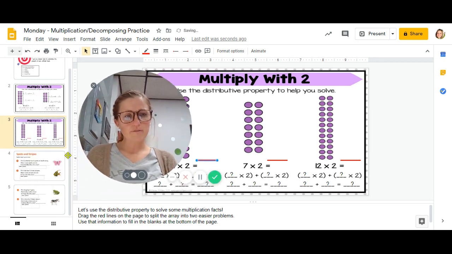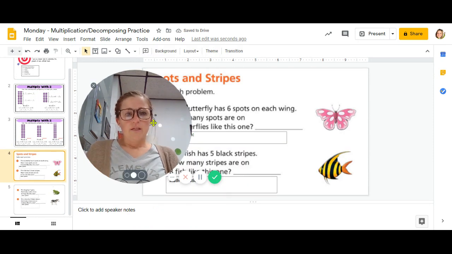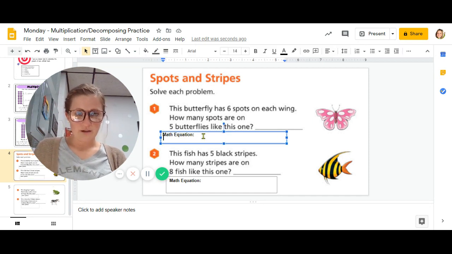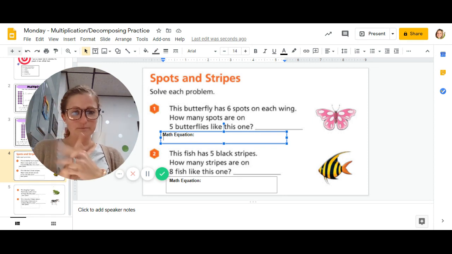And then you also have 2 slides that are stories. We haven't done stories in a while. This one's about butterflies that have spots on their wings and how many spots are on 5 butterflies. On this slide, you will only be able to put an answer right here if you're using the typing boxes and it's asking for the math equation. You can always write on paper and take a picture.